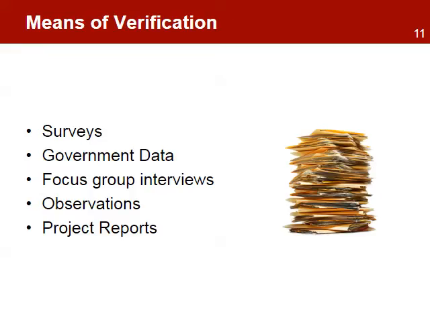The means of verification, the third column, contains information about the sources of information that will verify the progress of indicators. The means of verification describe the data or information used for the indicators. The source will depend on the available resources and the focus of the project. Means of verification may be either existing sources of information or information collected by the project. Sources of information can include surveys, government data, focus group interviews, observations, and project reports.